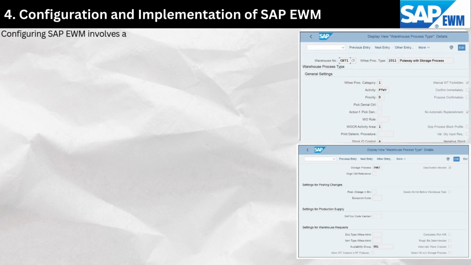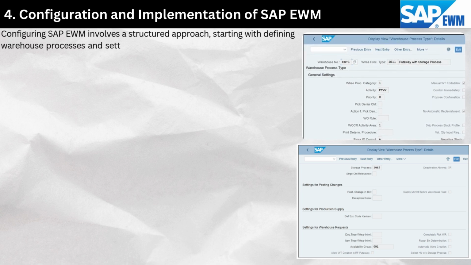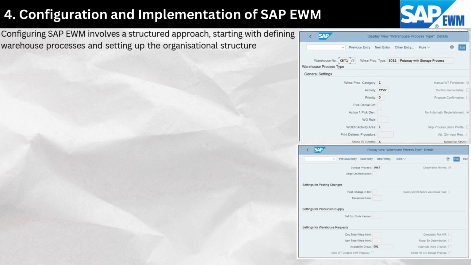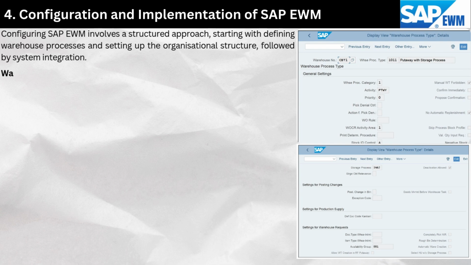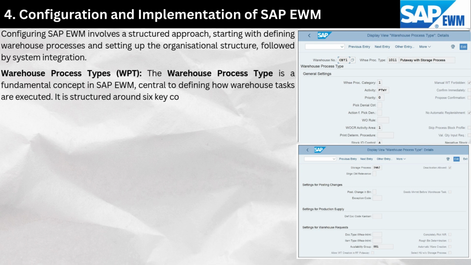Configuring SAP EWM involves a structured approach, starting with defining warehouse processes and setting up the organizational structure, followed by system integration. Warehouse process types. WPT, the warehouse process type, is a fundamental concept in SAP EWM, central to defining how warehouse tasks are executed. It is structured around 6 key configuration areas.